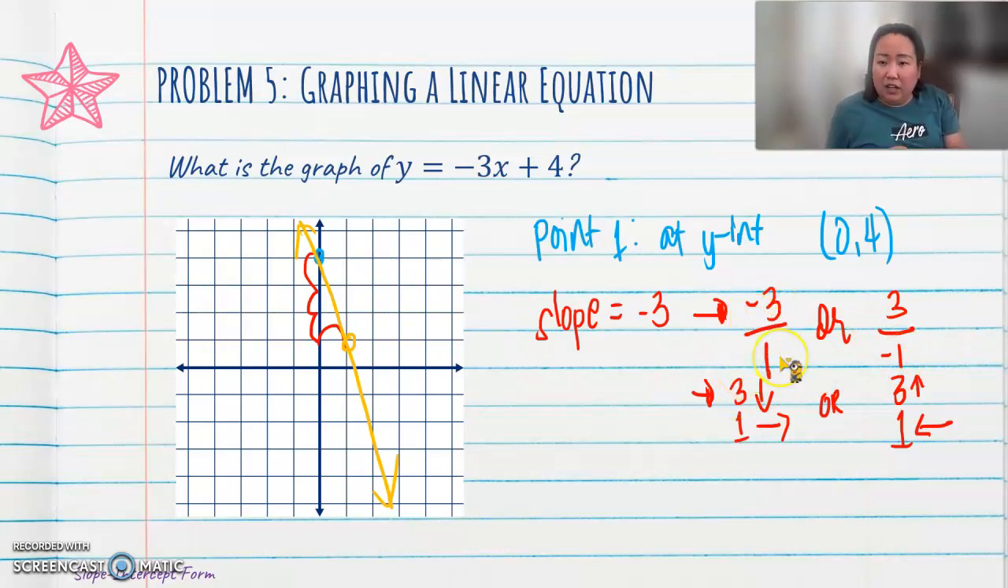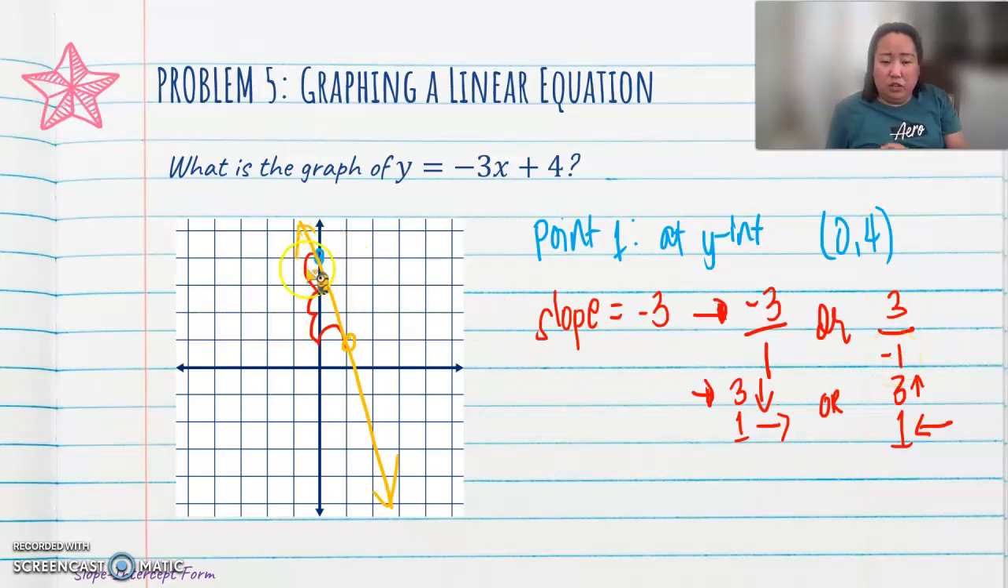This negative over negative is going to be positive. Okay, so whenever you have a negative slope, only one of them is negative. So if you choose -3/1, it's going to be 3 down, 1 to the right. Or if you have 3/-1, it's going to be going 3 up, going left by 1.